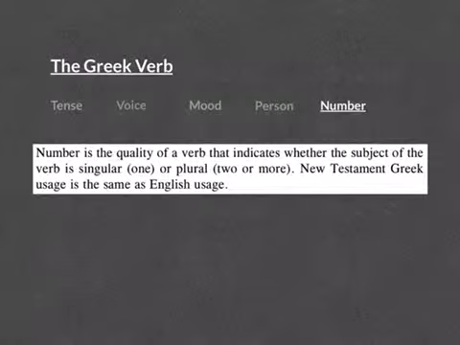Number is not 1, 2, 3. I know it's number, but it's not 1, 2, 3. Number is singular or plural, S or P. Singular is just one person: he, she, I, you. Whereas plural would be they, we, or you all, y'all. Any questions on that?